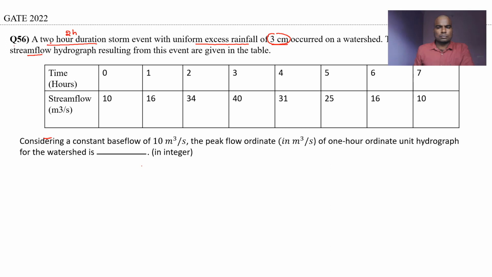So the question is that consider constant base flow of 10 meter cube per second and calculate the peak flow ordinate in meter cube per second of 1 hour unit hydrograph. Please note down, they asked to calculate 1 hour unit hydrograph. So in the question they have given a 2 hour storm event and the corresponding hydrograph, but they have asked you to calculate the 1 hour unit hydrograph. And this question is for 2 marks.